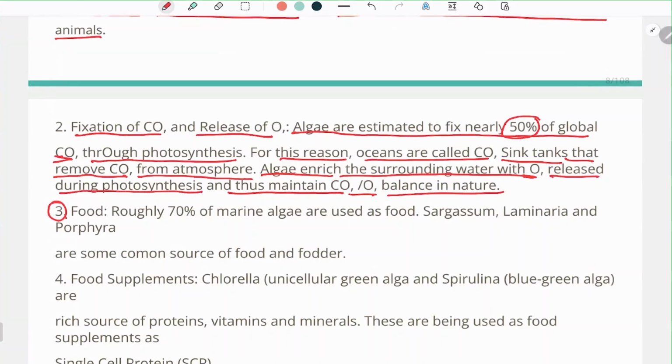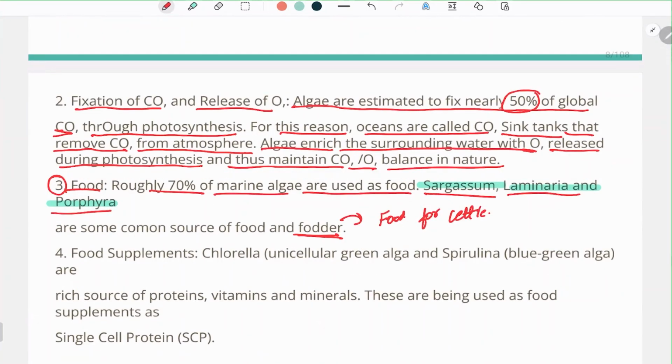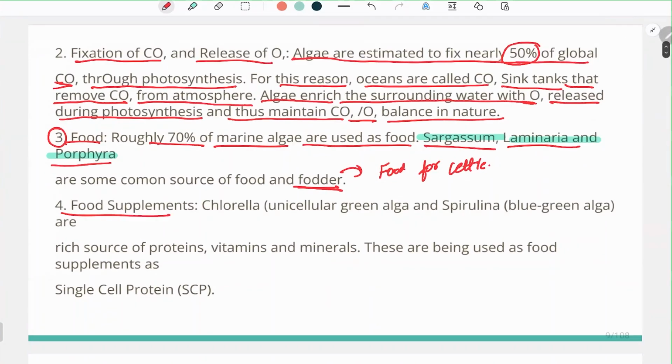Third point, food. Roughly 70% of marine algae are used as food. Sargassum, Laminaria, and Porphyra are some of the names that we should remember, because they are a common source of food and fodder. Fodder is food for cattle.